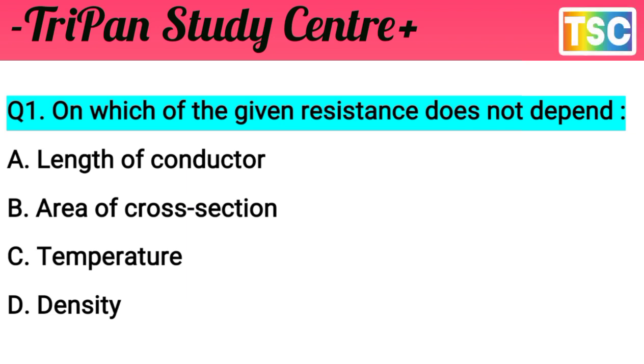The question is clear: on which of the given quantities does resistance not depend? A, length of conductor. B, area of cross section. C, temperature. D, density. Option D is correct. Resistance does not depend on density. Let's see the next question.